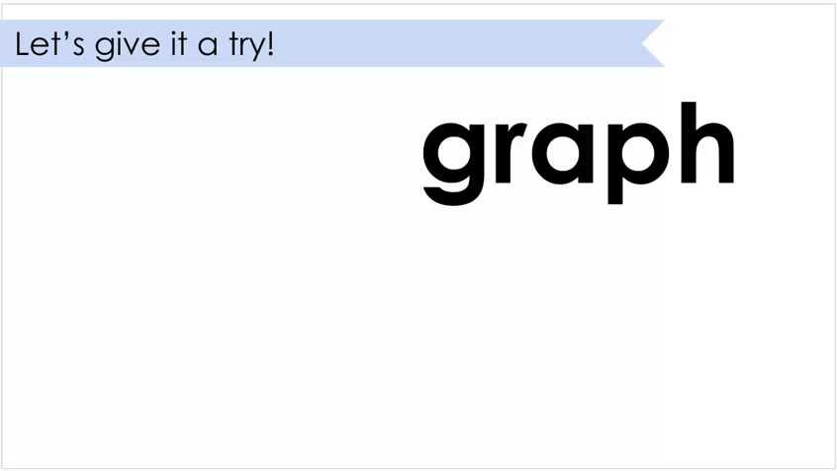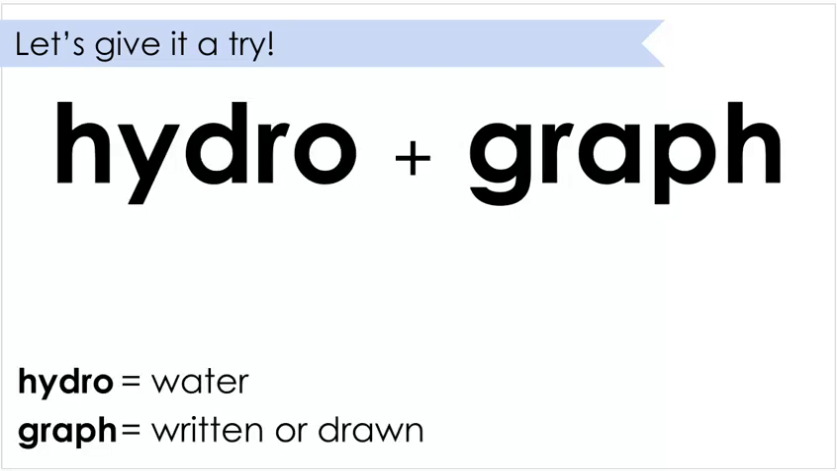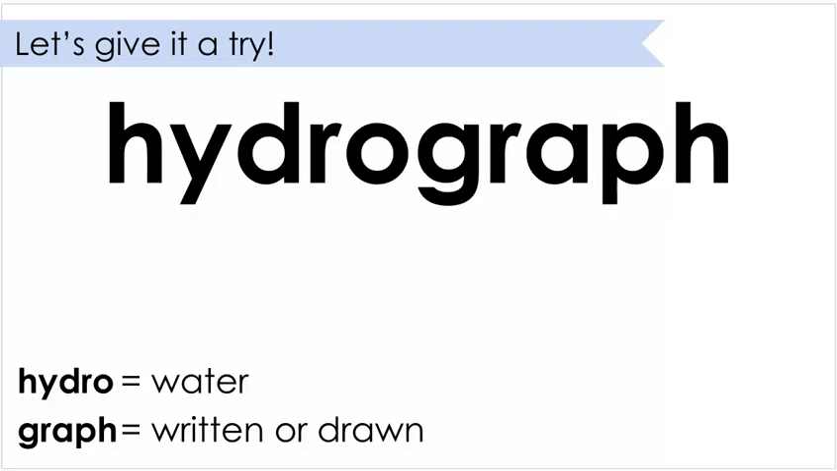Of course, we're going to start with graph, and this time we're going to add the prefix hydro. Now, hydro, as we just said, means water. So if we have hydro and graph, and we add those together, what's our new word? Hydrograph is correct. I wonder what it means. Do you think you can figure it out?